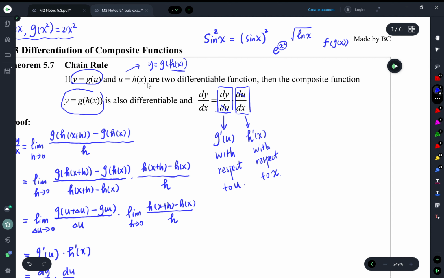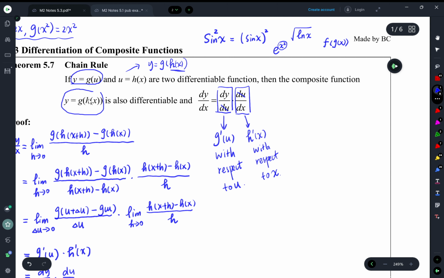Now you always see these conditions because otherwise we cannot differentiate. So that's always there. In all the differentiation rules that we learn, these conditions are always there. They always have to be differentiable to have these properties. So they are differentiable functions.